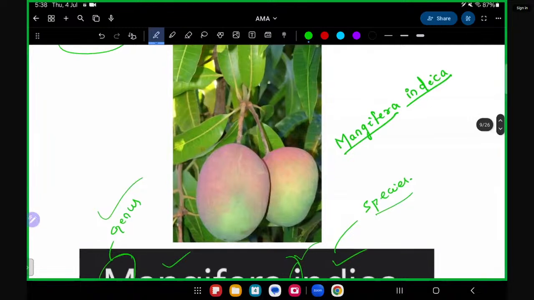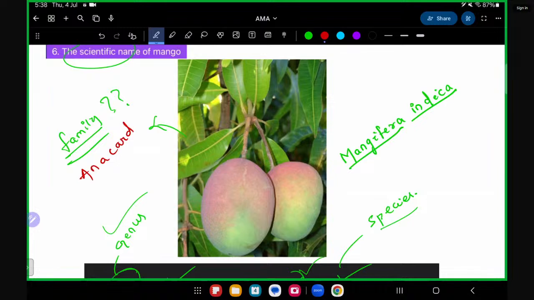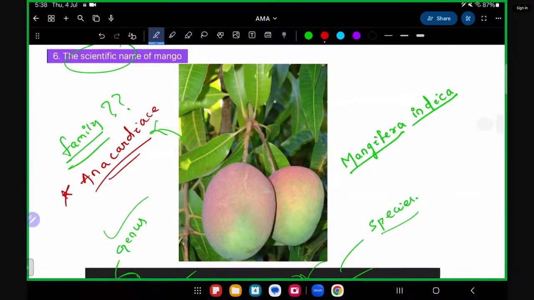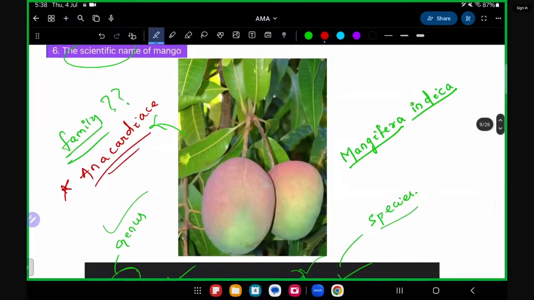Okay. Now, can you tell me what is the family of mango? It is mostly asked in NEET, in PYQ. So, mango belongs to which family? The answer is what? Anacardiaceae. Okay, it is also a potent question. Okay, so we have done question number 6. What is the scientific name of mango?